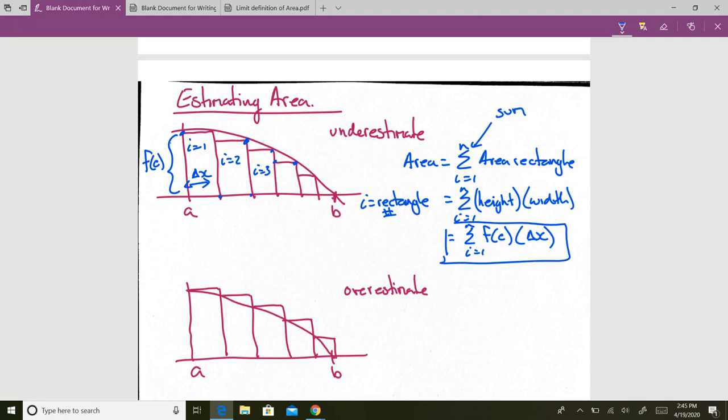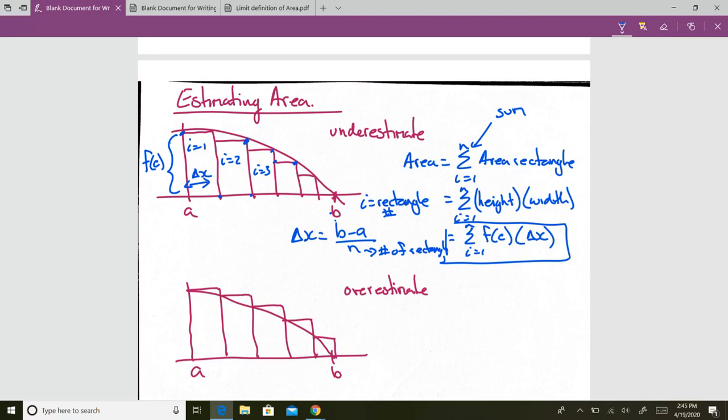Okay. Now this is the formula, but what is c and how do you find delta x? So let's do delta x. Delta x would be the difference between a and b divided by the number of rectangles, n. This is the number of rectangles.